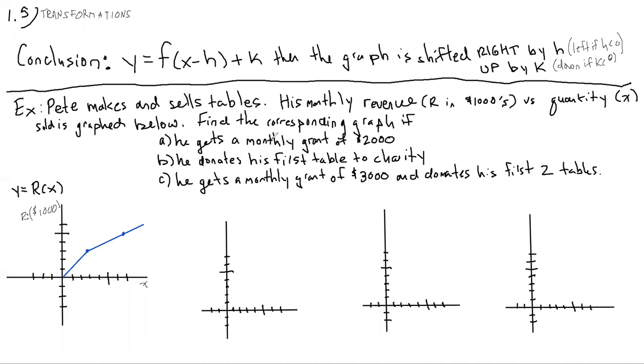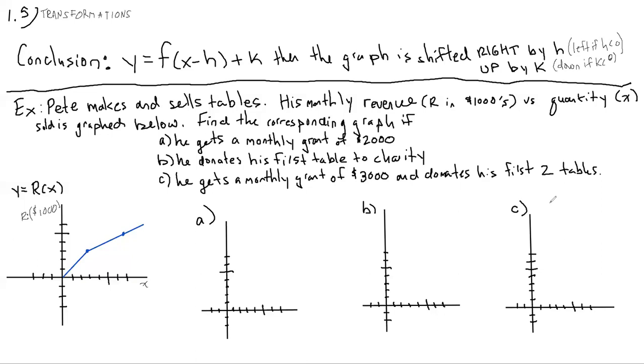So in the first one, he's going to be given a monthly grant of $2,000 to make these tables, maybe like a small business grant. In part B, he's going to just donate the first table to charity. So that's obviously going to affect his quantity. And in C, it's going to be a bit of a mix. He's going to get a monthly grant of $3,000, and he's going to donate his first 2 tables to charity. And so that's going to affect everything really there.